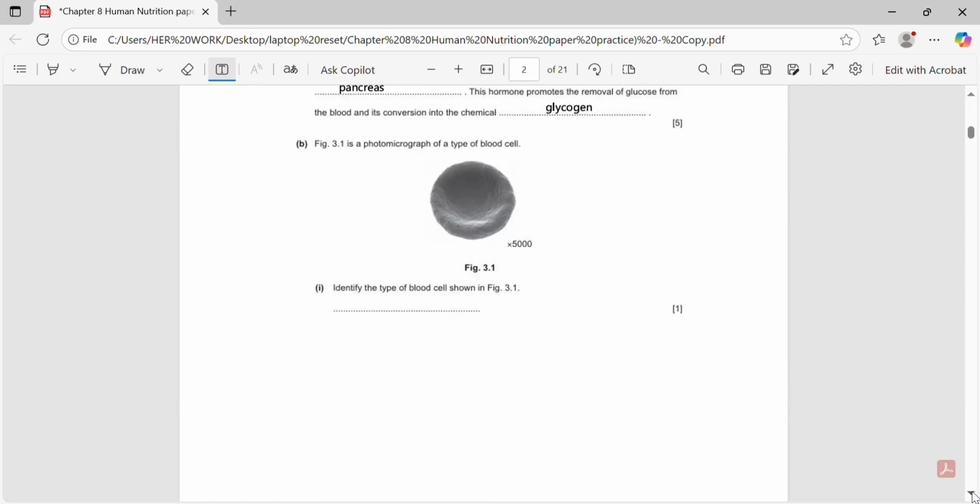Now, let's move to Part B of the question. Here, Figure 3.1 shows a photomicrograph of a blood cell magnified 5,000 times. When we look closely at the image, we can see that the cell has a disc-like shape with a thinner center and thicker edges. This is the characteristic shape of a red blood cell. Here we know the correct answer is simply red blood cell.